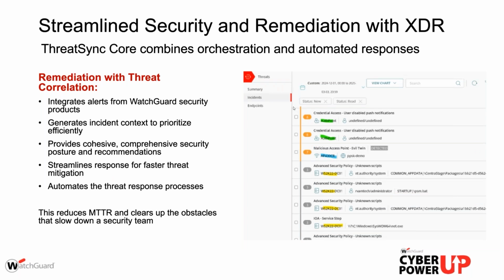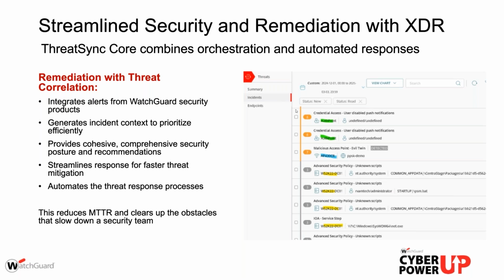Now, this is going to provide streamlined security and remediation through ThreatSync Core. You're going to be able to orchestrate how you want to manually respond and then build those automated response policies as I mentioned earlier. So within the remediation, it's going to integrate the alerts from all of our products. It's going to generate incident context so that you can prioritize efficiently which ones you need to care about. We're going to provide cohesive, comprehensive security posture and recommendations on what to do. And then this will streamline the response for a much faster threat mitigation, as well as allow you to automate that threat response process. This reduces that mean time to respond and remediate and clears up the obstacles that can slow down a security team.